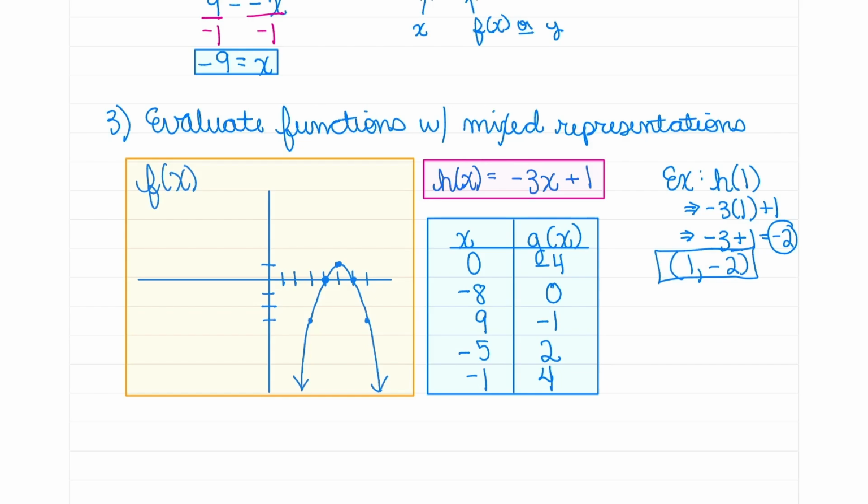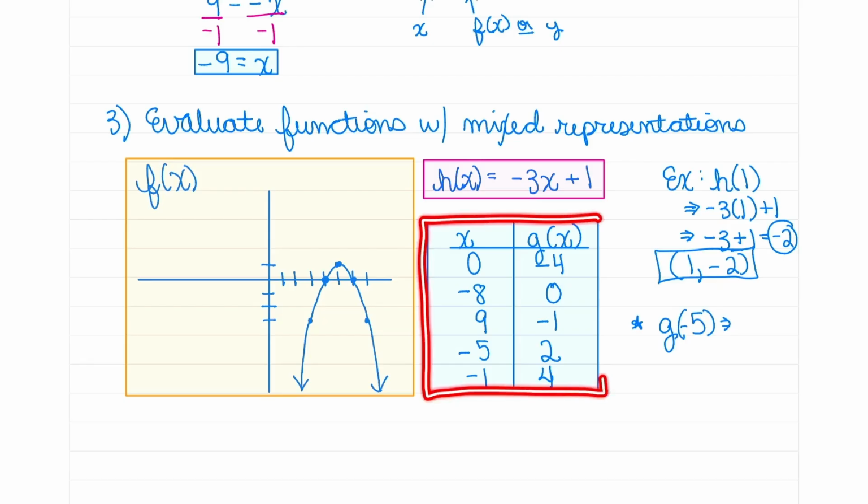Okay. If we were to have another example to evaluate the function g at, let's say, negative 5, what we would be doing is looking at this box here because we have g and g, and we're looking for where x equals negative 5. So x equals negative 5 right here, and the corresponding y value is 2. So this one doesn't even require work at all.